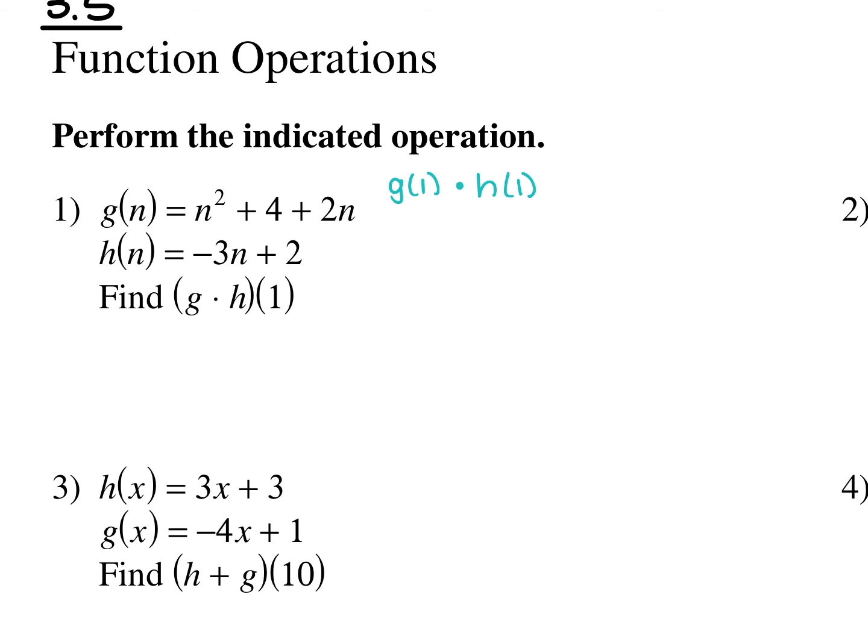So you see g of n is equal to n squared plus 4 plus 2n. If it's g of 1, we're going to plug in 1 wherever there's an n. So that's going to give us 1 squared plus 4 plus 2 times 1. We will multiply this by doing the same exact thing with h. H of 1, you're going to plug the 1 in for n wherever you see an n in h of n. So that's going to give us negative 3 times 1, plus 2.